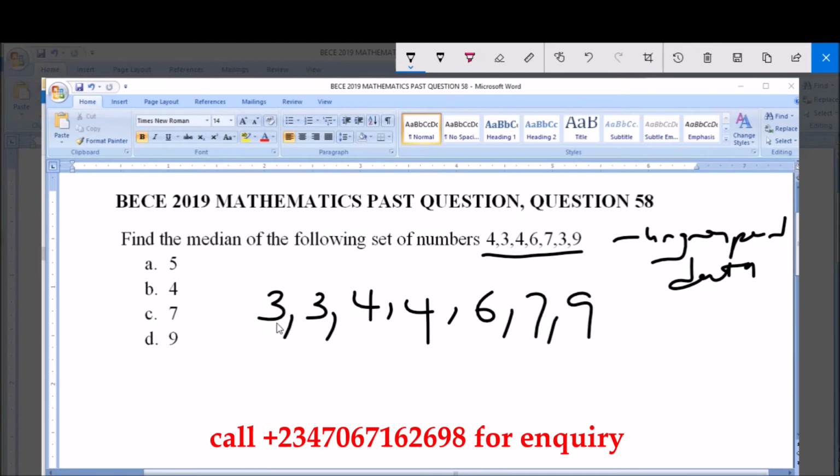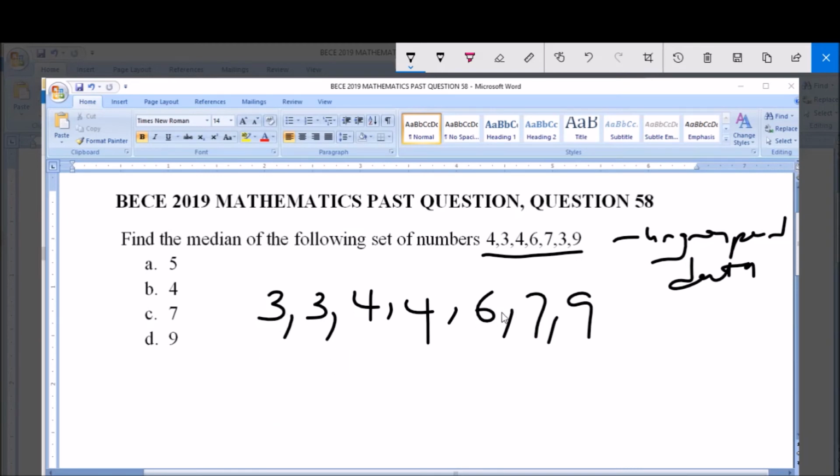Now we have 1, 2, 3, 4, 5, 6, 7. So therefore we have 1, 2, 3, and we have 1, 2, 3. So therefore the middle one, which is the median, is 4. 4 is the median. So therefore the median of the following set of numbers is 4, and from the options, B here corresponds to our answer, 4. So 4 is the correct answer.